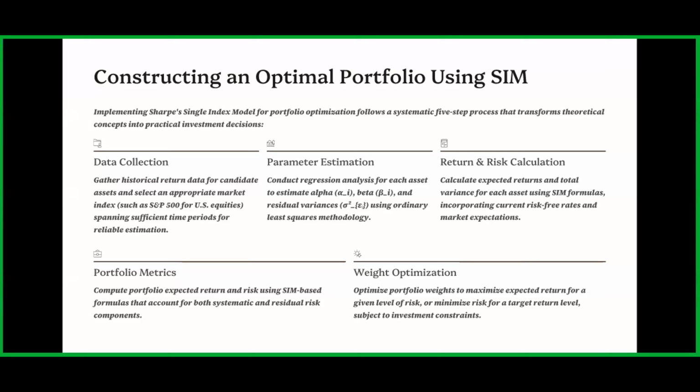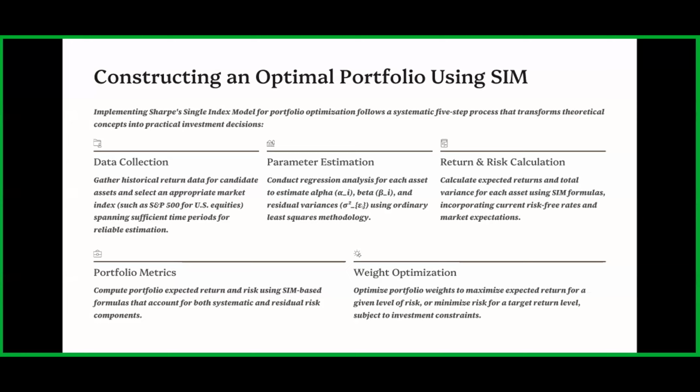Calculate the expected returns and the total variance for each asset using the single index formulas. We already saw the formula for the expected return. In the previous step, we already calculated the alpha and beta. Now, by putting all these values in the formula, we can calculate the expected return for each and every company.